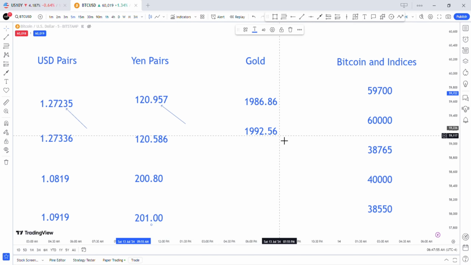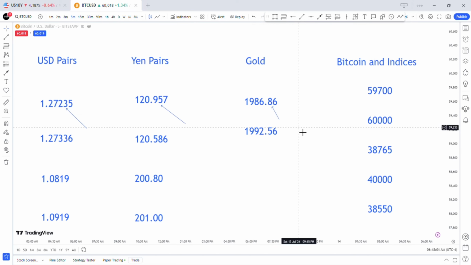So gold. For gold, the pip is the first number after the decimal place. Some people make the mistake of counting this one as a pip, but this is actually the pip here. If this moves by 1 point, that is a movement of 10 pips in gold.